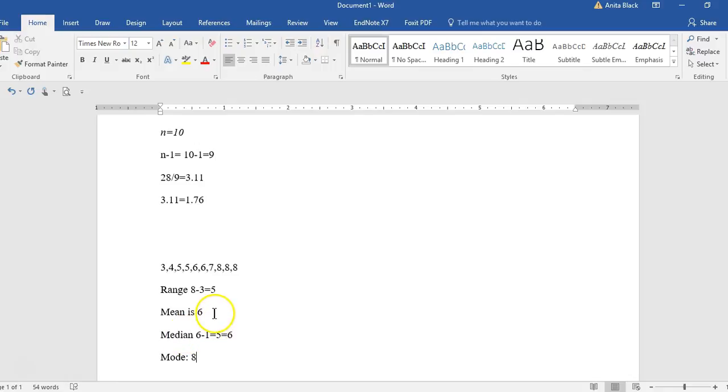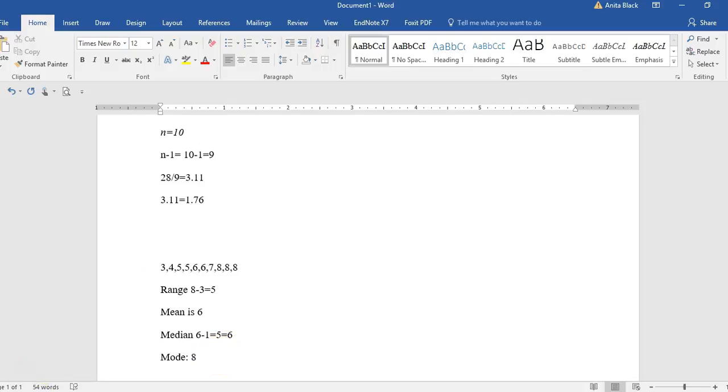I'm not sure how much went, but as we found out, the mean is 6, and that's by adding them all up and dividing by the number, which was 10. So our mean is 6. The median was found by subtracting 1 from the mean, which is 5. So we count in 5 places and we get 6, the number 6. So 6 is our median number, and our mode is 8 because 8 is the value that is seen more frequently.